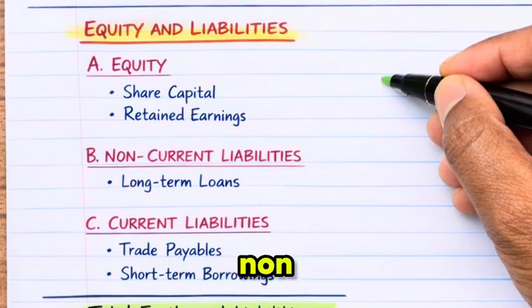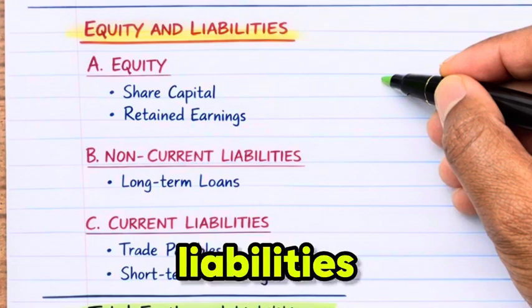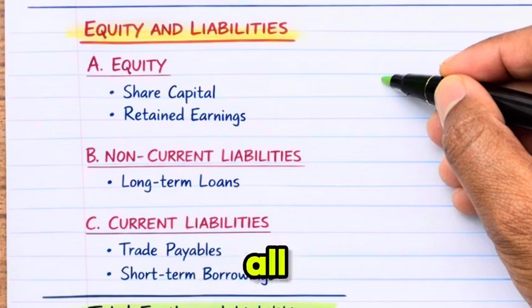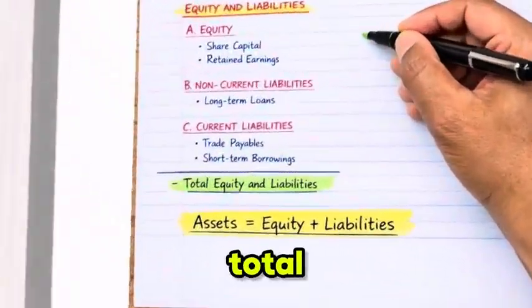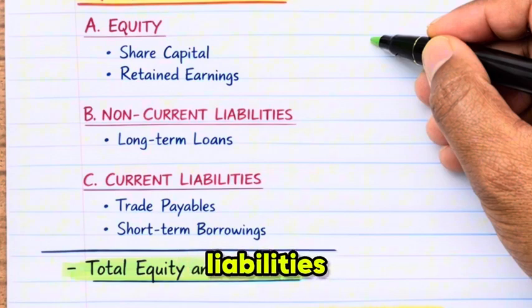Next, we'll go to non-current liabilities. So we'll bring in all the non-current liabilities items. Okay, and then we'll have the current liabilities as a minor heading. So you bring in stuff like trade payables and then short-term borrowing. At the end of the day, you total your equity and the liabilities. So you have total equity and liabilities.